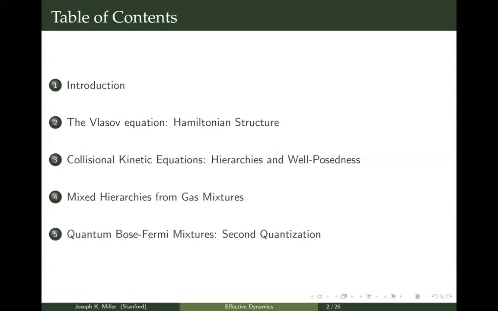Then we'll go on to including collisions. So I'll give two examples of collisional kinetic theories. One is the Boltzmann equation. The other is an equation on wave turbulence, called the four-wave kinetic equation. So I'll talk about the hierarchies and the problems there.